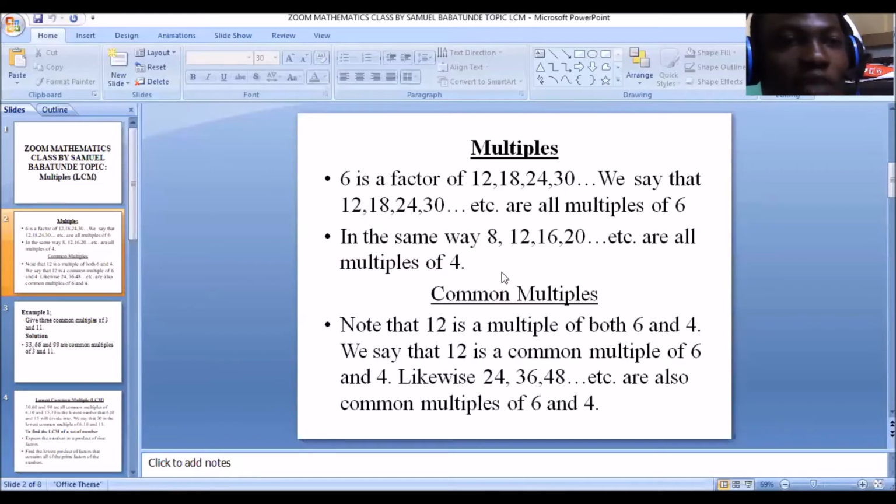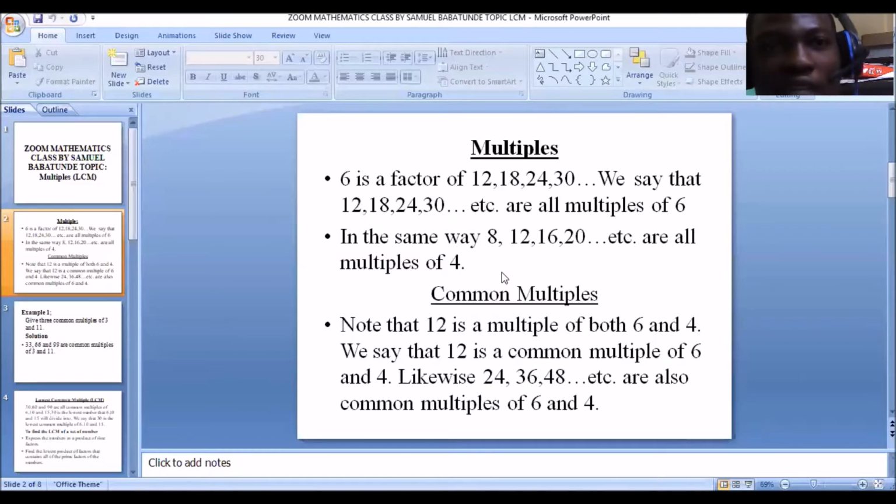Now, we can refer to 6 as a common factor of 12, 18, 24, and 30, because 6 can go into all these numbers without a remainder. In the same way, we can say these numbers, 12, 18, 24, and 30, are multiples of 6. Because 6 times 2 will give us 12, 6 times 3 will give us 18, 6 times 4 will give us 24, and 6 times 5 will give us 30.